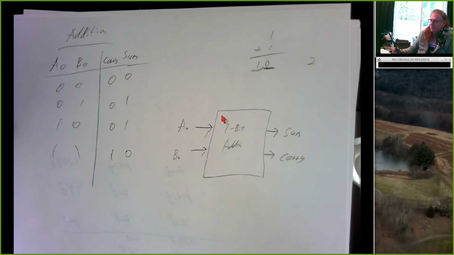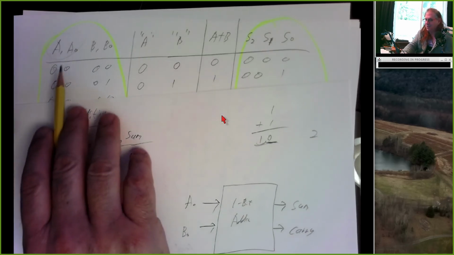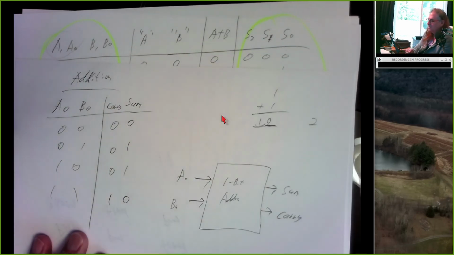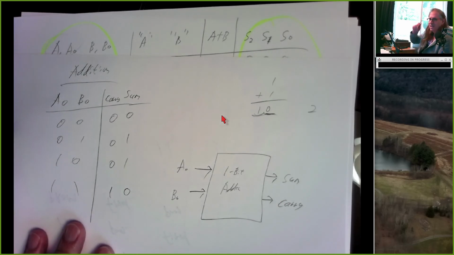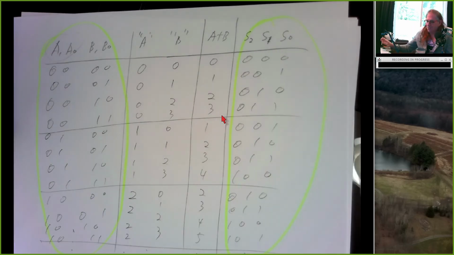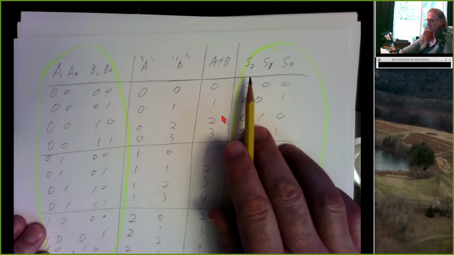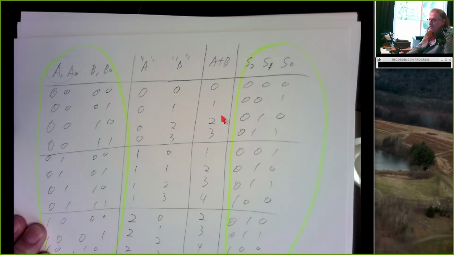And your system diagram should have 4 inputs, A1, A0, B1, B0, and it should have 3 outputs, S2, S1, S0. You've got to specify what those inputs and outputs mean in the system diagram. For example, the way I've written this, S2 is the most significant bit of the sum, S0 is the least significant.